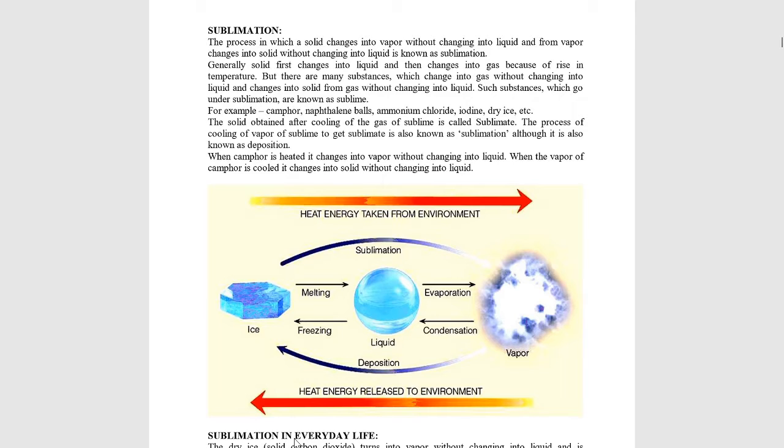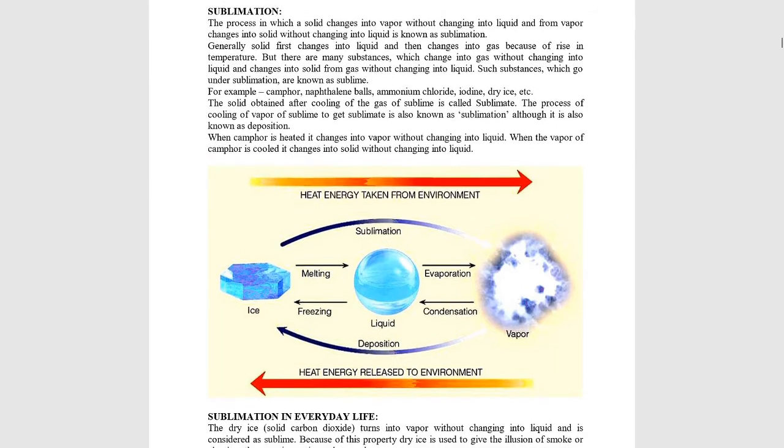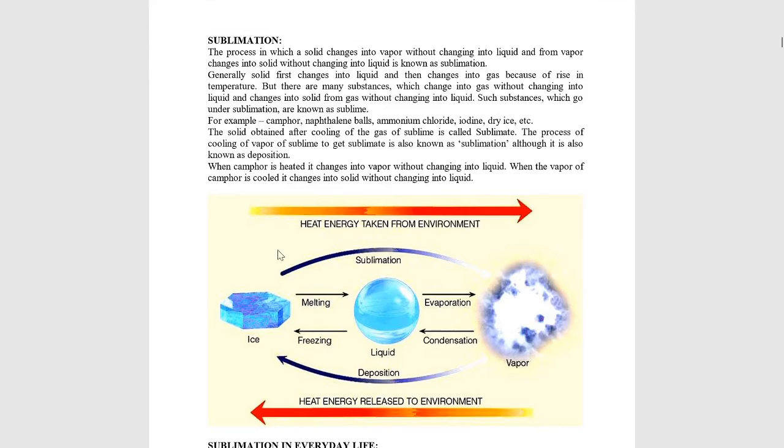Hello everyone, this is from chapter 1, 9th class, Matter Around Us of General Science. I have told you I will tell you sublimation afterwards. This is the sublimation. The process of changing directly from a solid to a gas, and directly from gas to a solid, is known as sublimation. Here, from gas to solid it is deposition, and from solid to gas is known as sublimation.